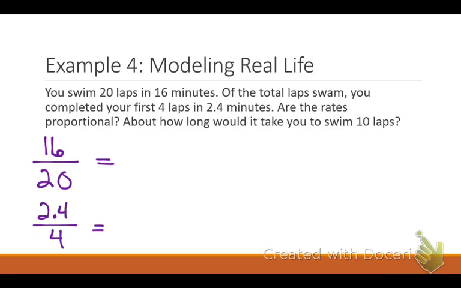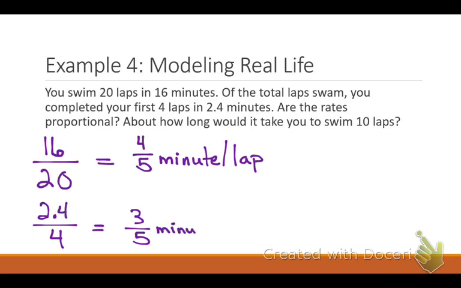16 divided by 20 is what? 4/5, but as a decimal, you could say it as a fraction, 4/5 of a minute, or 0.8 of a minute. I kind of like 4/5. 4/5 of a minute, and we'll talk about how many seconds that is per lap. What is it for the other one? 3/5 or 0.6. 3/5 minutes per lap.